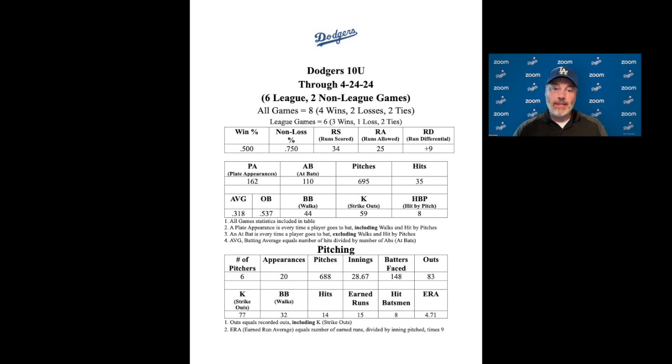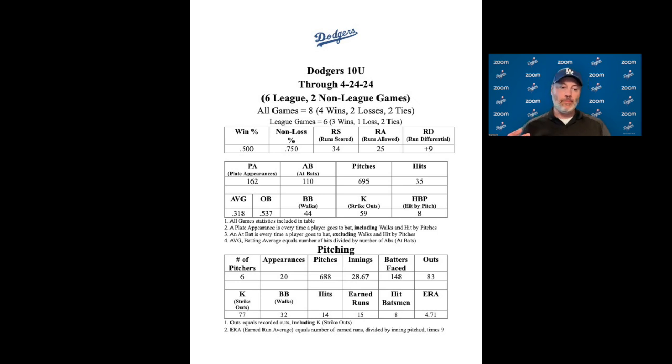We have 35 hits on the season so far. The first time that we did this after the first 4 games, we had 13 hits. So we've added 22 more hits to our hit total over the last 4 games, which is really, really exciting. And we have people that are putting the ball into play and getting hits and getting on base.